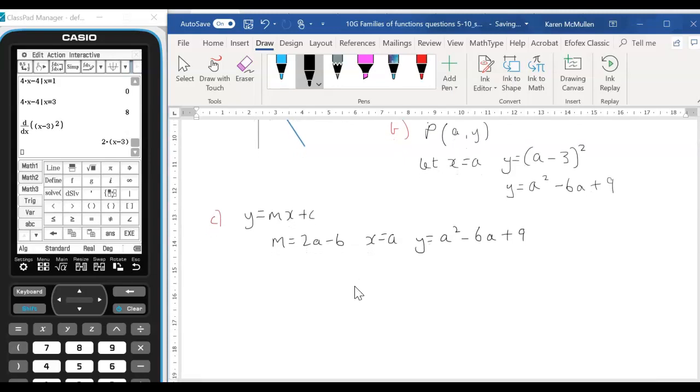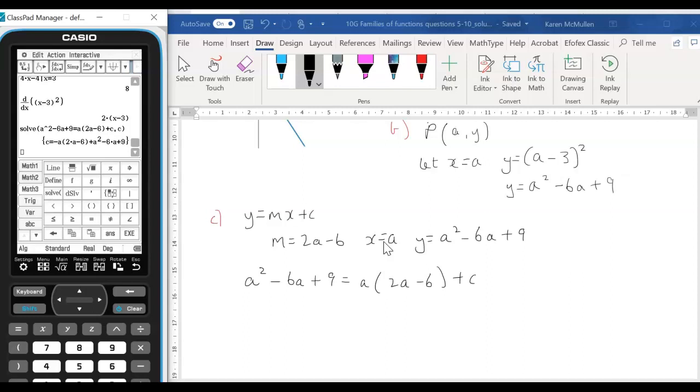So I've got a squared minus 6a plus 9 is equal to m times x. I'm just going to put the x out the front, so (2a minus 6) plus c. Now, if you like, do that on the calculator. So I'm going to go to solve, and the reason I'm doing this on the calculator is because there's so much going on, I don't want to make a mistake. So let's just do this: 2a minus 6 plus c, and we're solving for c.